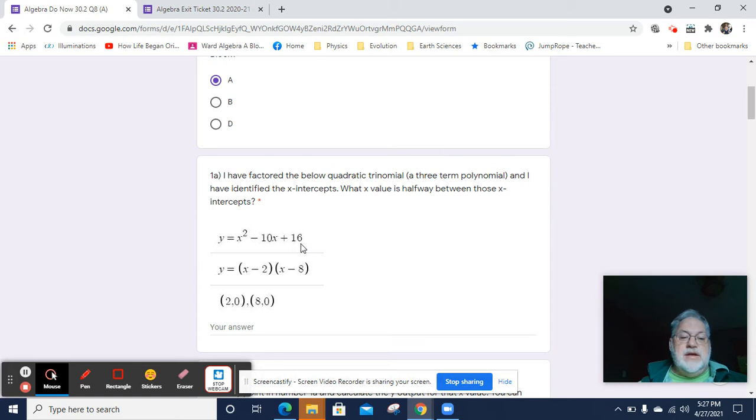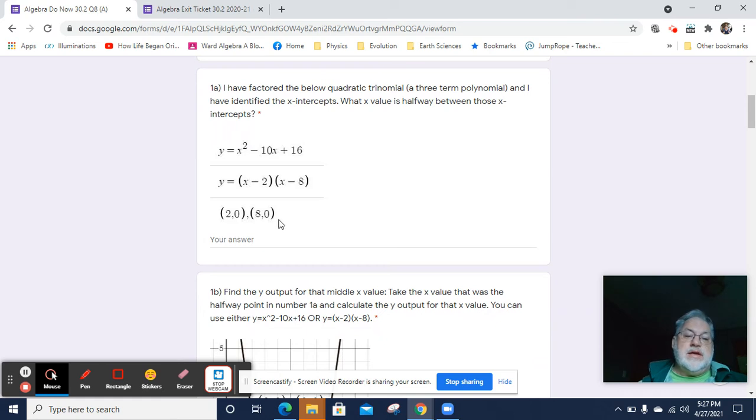I factored it. Two factors of 16 that add up to negative 10 are negative 2 and negative 8. I worked out using the zero product property that if x was 2, this x minus 2 would be 0. If x was 8, x minus 8 would be 0. Any factor that is 0 makes the whole product 0. So those are the x-intercepts.